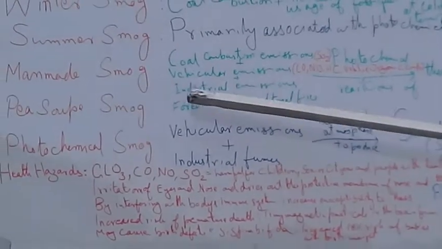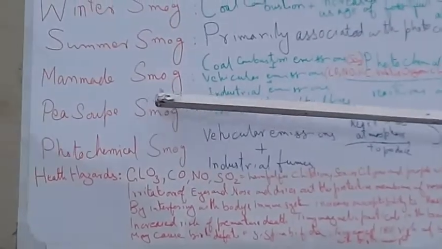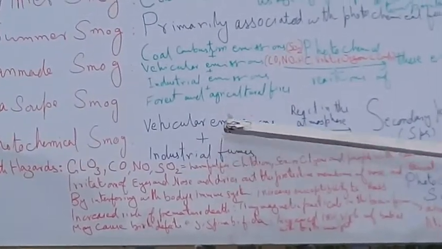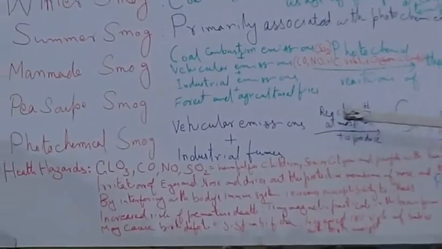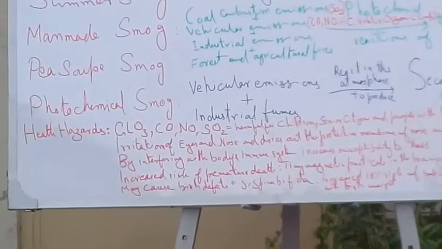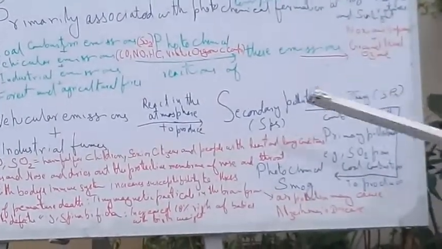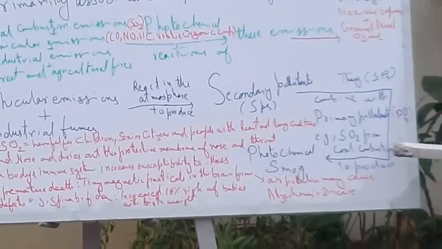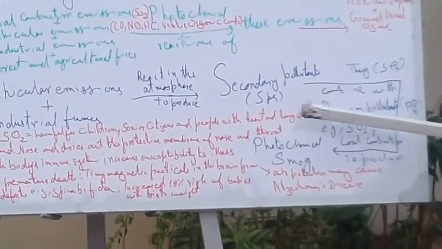Here, now coming towards another important type of smog, which is the photochemical smog. Photochemical smog is produced by vehicular emissions plus industrial fumes. They react in the atmosphere to produce secondary pollutants, the SPs. These secondary pollutants combine with the primary pollutants, PPs, for example, sulfur dioxide from the coal combustion, to produce photochemical smog.